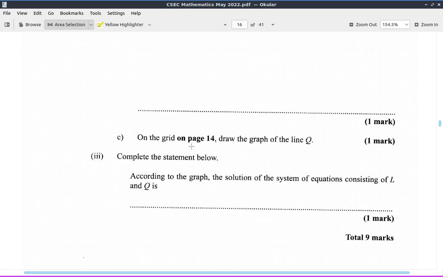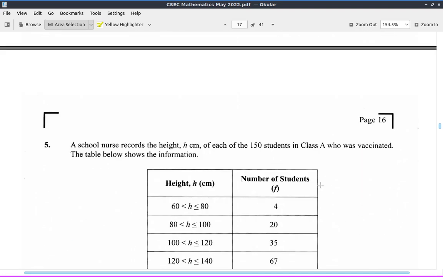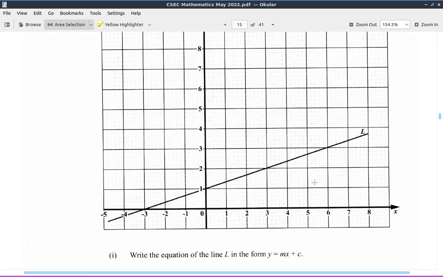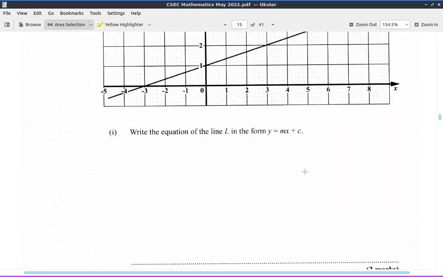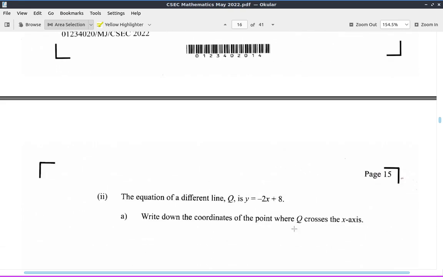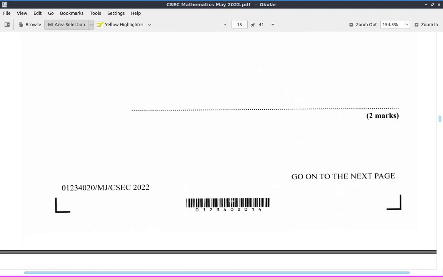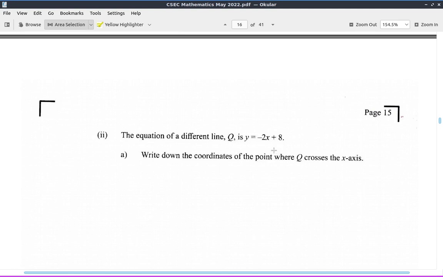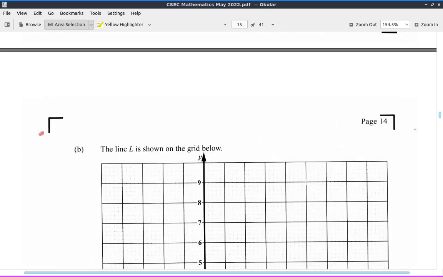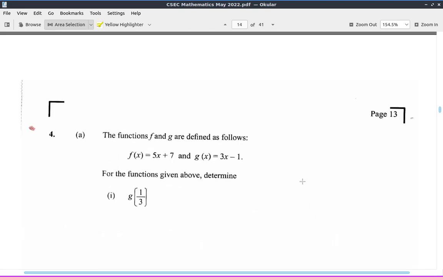And then you have the grid, graph paper there. Complete the statements. Okay, so we have to have this line. You have a different line Q. So you can see what the equation of line Q is. So you can tell the gradient is -2, the y-intercept is 8. So you could plot that as well. Okay, so that's question 4.